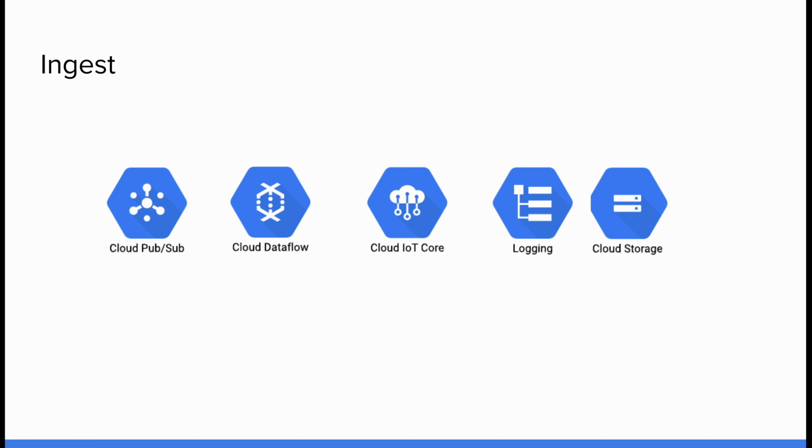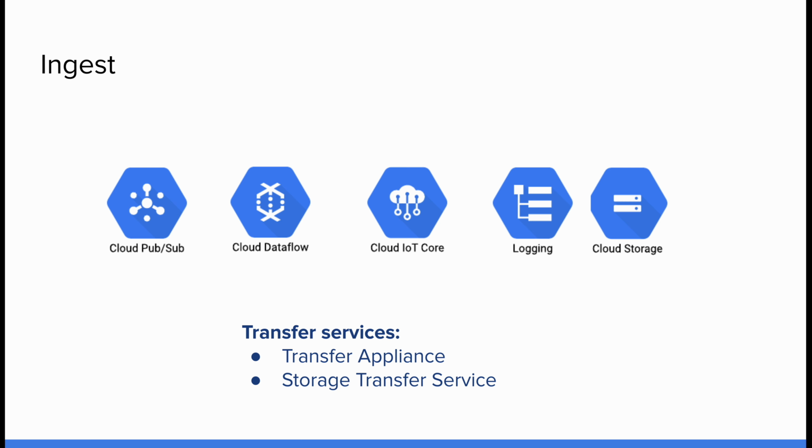And in addition to these core services, there are various transfer services. Transfer Appliance is a hardware solution for securely moving large volumes of data to the cloud, specifically Cloud Storage. Storage Transfer Service helps in automating the movement of data from on-prem or other cloud environments to Cloud Storage. And BigQuery Data Transfer Service automates the ingestion of data from external sources directly into BigQuery.